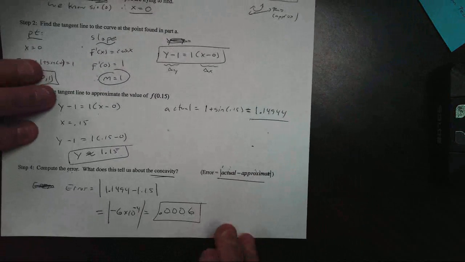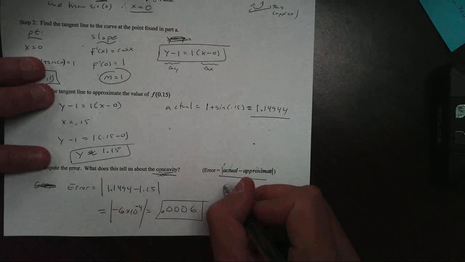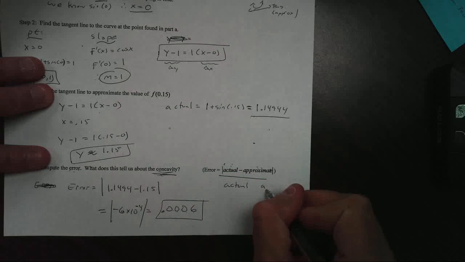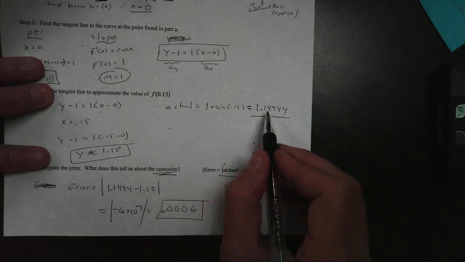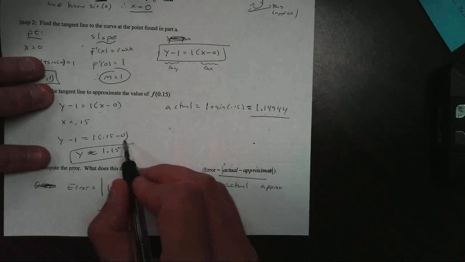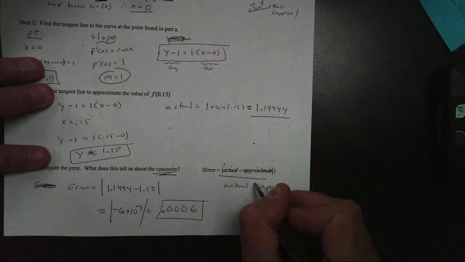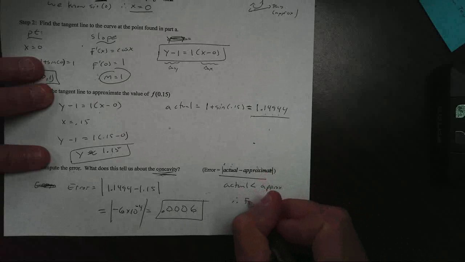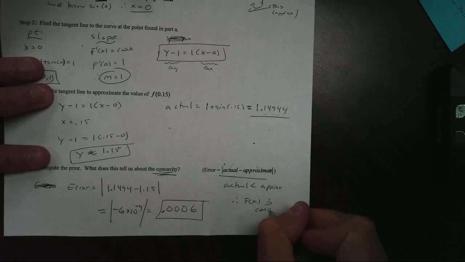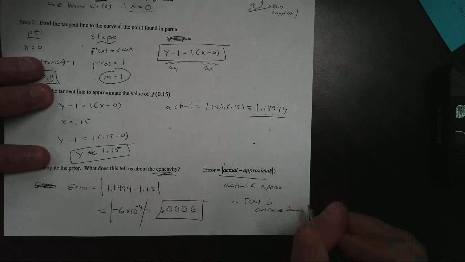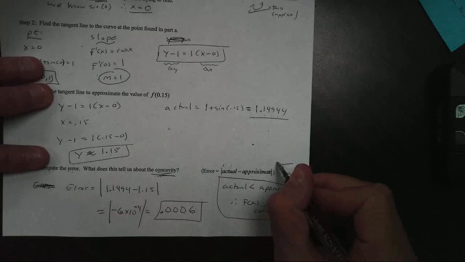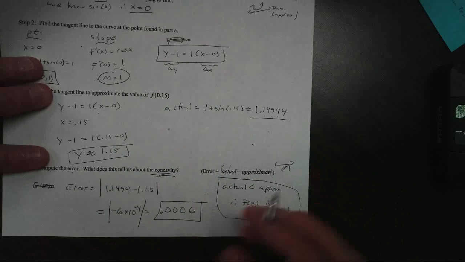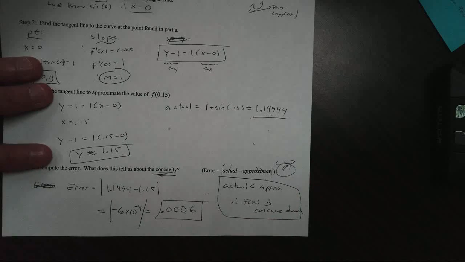So down here, when I want to talk about concavity, I'm going to compare my actual value and my approximate value. I'm just going to compare them. Well, my actual value was 1.149. My approximate was 1.15. So my actual is actually less than my approximate. Therefore, f of x is concave down. Now, you can memorize that. I don't. Quickly, what I do is I just draw it. I draw my tangent line. My actual is less than it. It has to be below. I draw a function, and it turns out to be concave down. Very easy to do. All right, next.